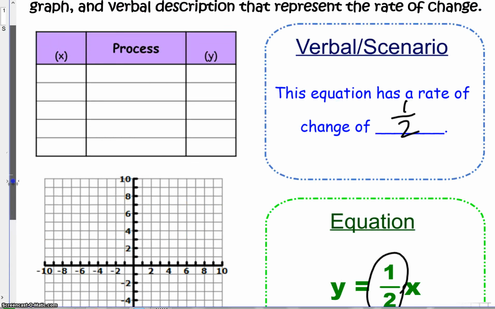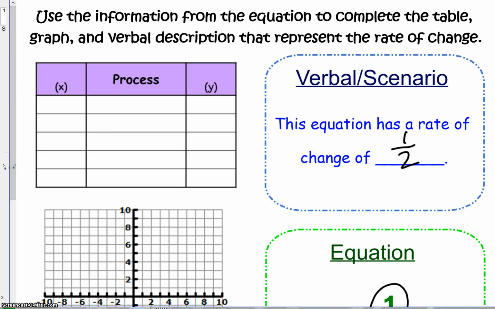Once you figure that out, you can come up here and come up with some random x's. Remember I said you need to make sure you have a negative, a 0, and 2 positives. And then you know the process is right here is 1/2 x. So 1/2 times -1 would be -1/2. 1/2 times 0 is 0. That's where you know it's multiplicative, because it has a 0 for an x and a 0 for a y, and you know it starts at the origin.